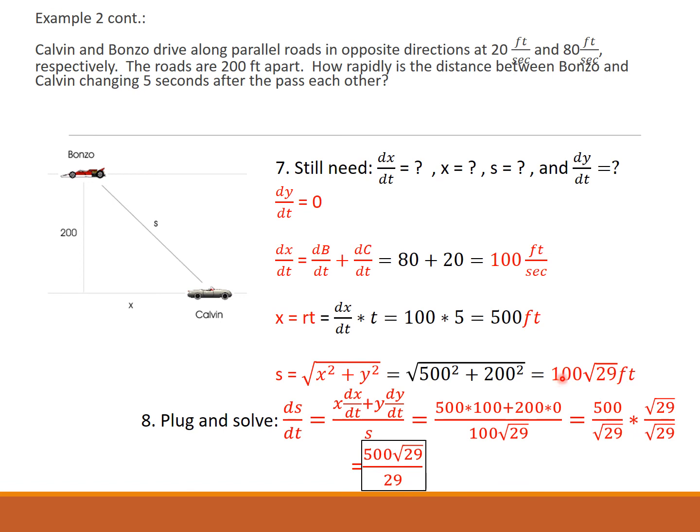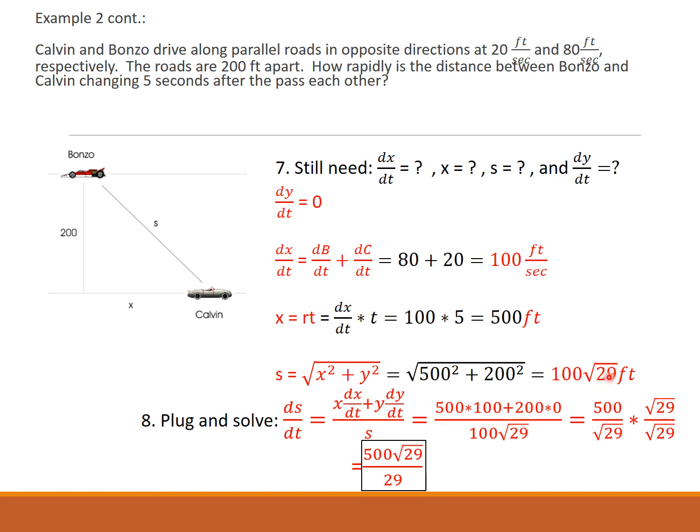Okay? So now we have check mark, we got that one, we got that one, we got that one, we got that one. So we got everything that we need for this. All we got to do is take all these values that we found and all the given values that they gave us and plug them into our formula. So x is 500, dx/dt is our 100, plus y, which is 200, but the change in y is 0, so this whole thing's just 0, like I said before.